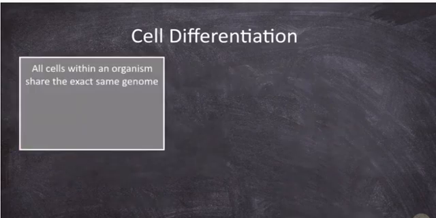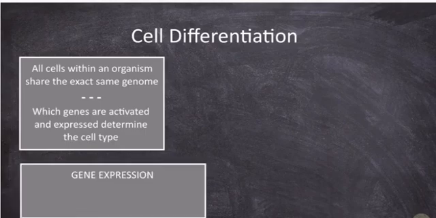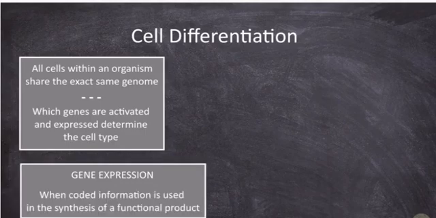All cells within a multicellular organism share the exact same genome. What makes the cells different is what genes are activated and expressed in that cell type. Gene expression is what happens when the information coded in a gene is used in the synthesis of a functional product, usually a protein.